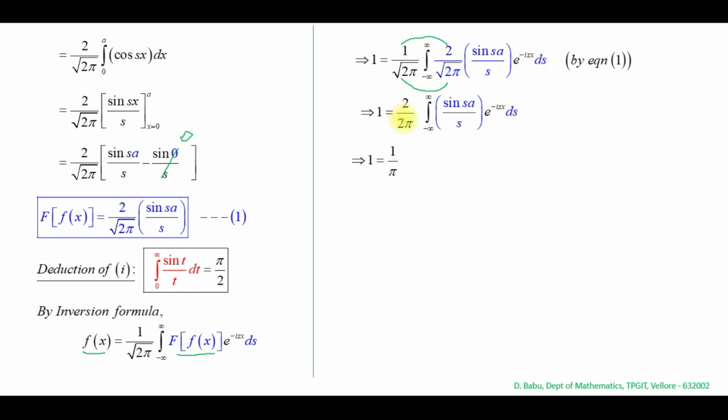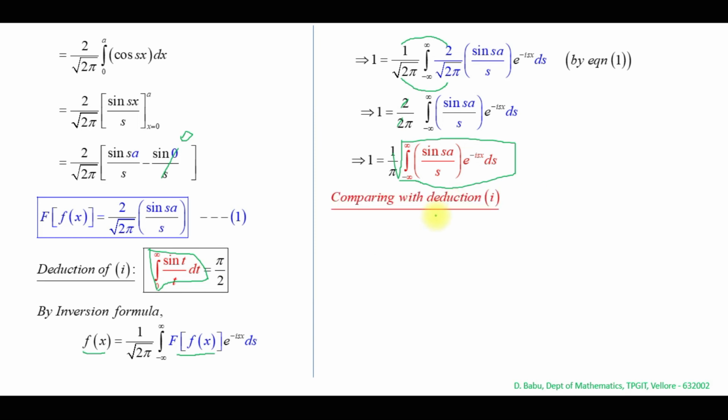This 1 equal to 2 get cancelled, so 1 by pi integration minus infinity to plus infinity sin s divided by s e power minus isx into dx. Now compare this with the red one, that is, comparing with deduction 1.